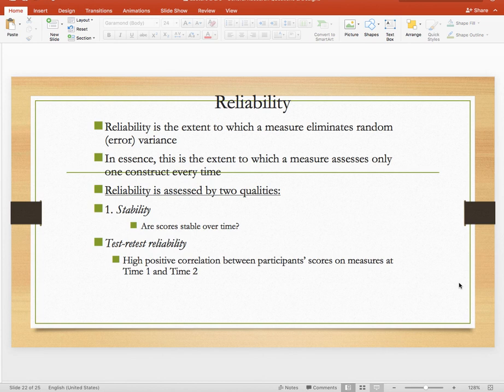Perfect. Okay, so what is reliability? The best definition that we actually have of reliability is the following. Reliability is the extent to which a measure eliminates random error variance. Now, we've talked about error variance multiple times already this semester, and please remind me what error variance is.